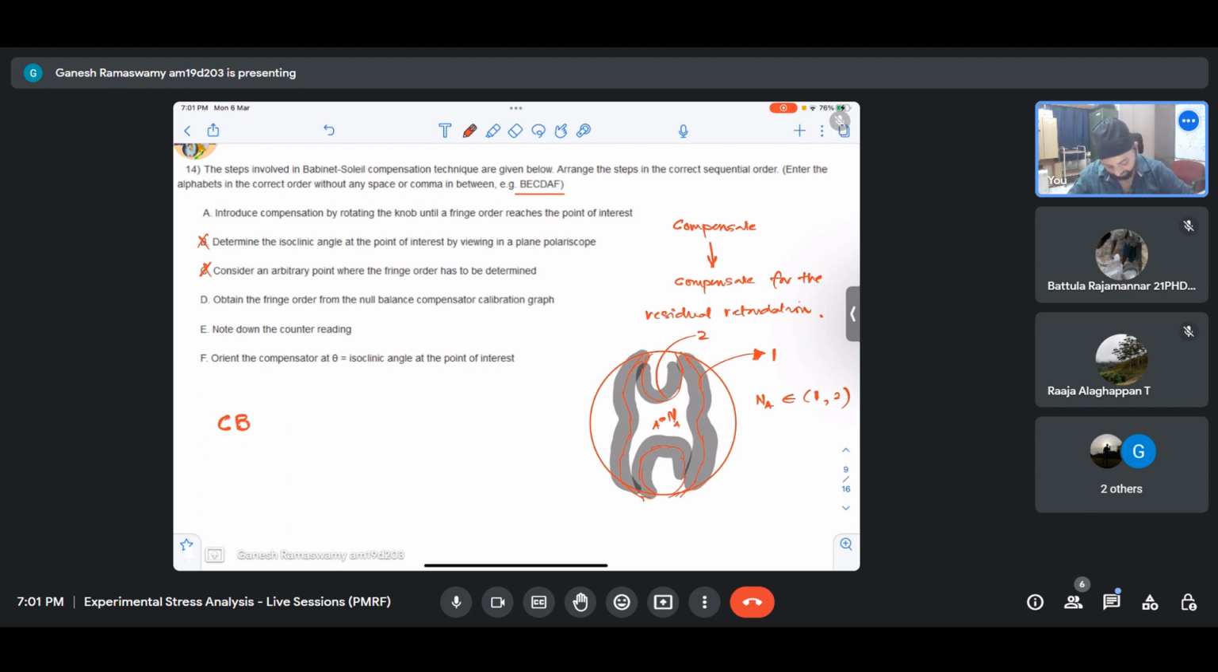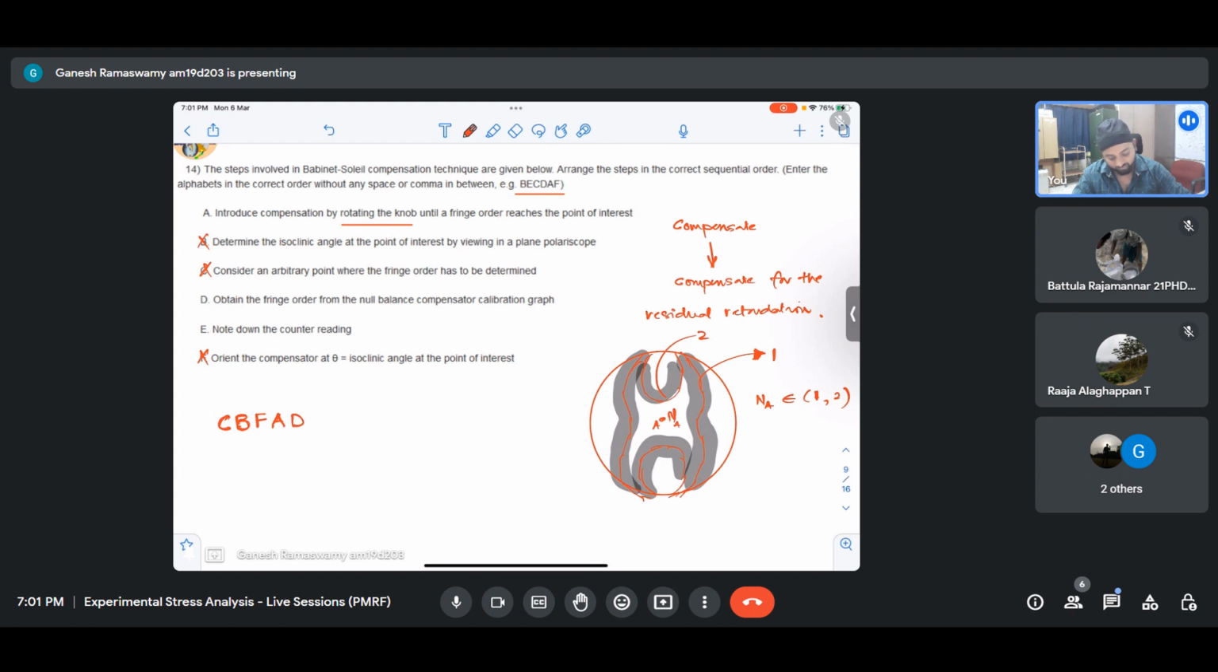Once this is done, I will introduce a retardation by rotating the knob. This was also shown. Once we rotate it, the glass becomes thicker and it introduces an artificial retardation of known quantity into the problem. Once we introduce this, we see that the fringe will move and exactly pass through that point of interest. So once this happens, obtain the fringe order from the null balance compensator.